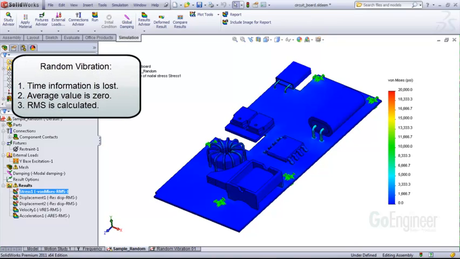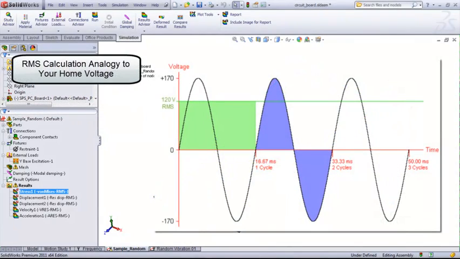The time information is lost since the random vibration analysis calculates in the frequency domain. Additionally, the average value of stress is 0, so an RMS value is calculated to give a measure of the nominal stresses experienced by the structure. The RMS concept is analogous to that used for the alternating voltage found in most homes in the United States. The current actually alternates between plus 170 and minus 170 volts, and you'll notice the average is 0, but the nominal voltage, or RMS value, is about 120 volts.